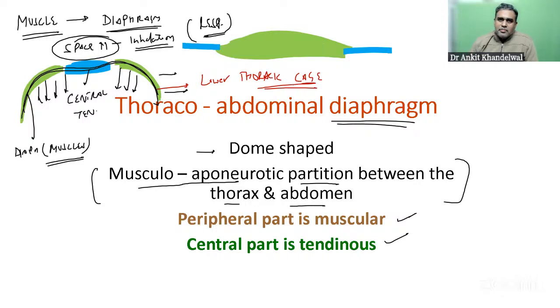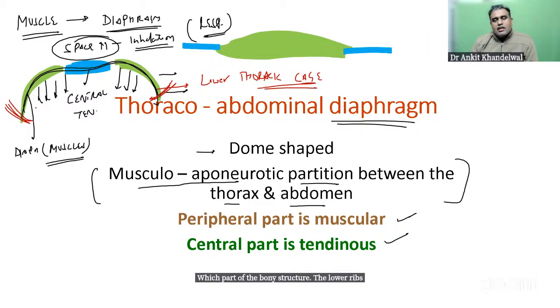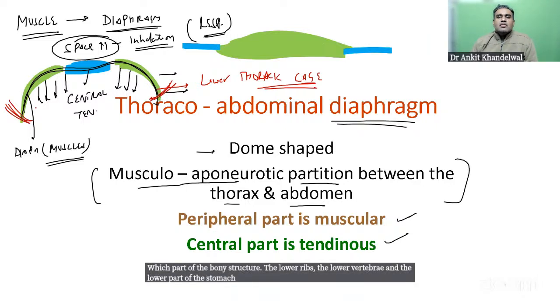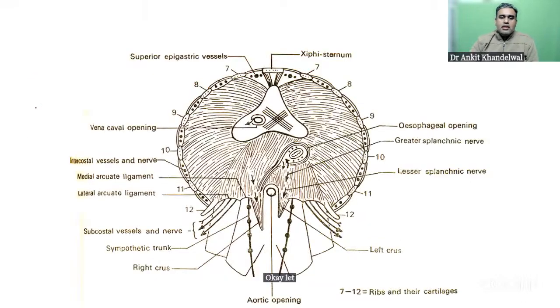So with your common sense only, you know that diaphragm muscles are attached to which bony structures? The lower ribs, the lower vertebrae, and the lower part of the sternum. Simple as that. Okay, let us see an image.